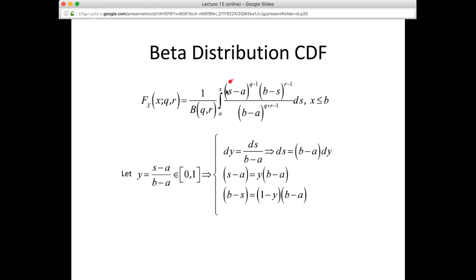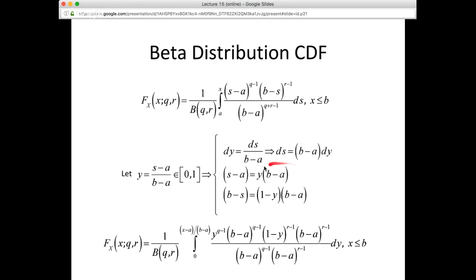For s minus a, that's fairly straightforward. We can just take the definition of y here and solve for s minus a, and we get that s minus a is equal to y times b minus a. For b minus s, it's a little more tricky. We just have to do a little bit of algebra, but what we find is that b minus s equals 1 minus y times b minus a. So there are some of the key components of the integral transformed into our y variables.